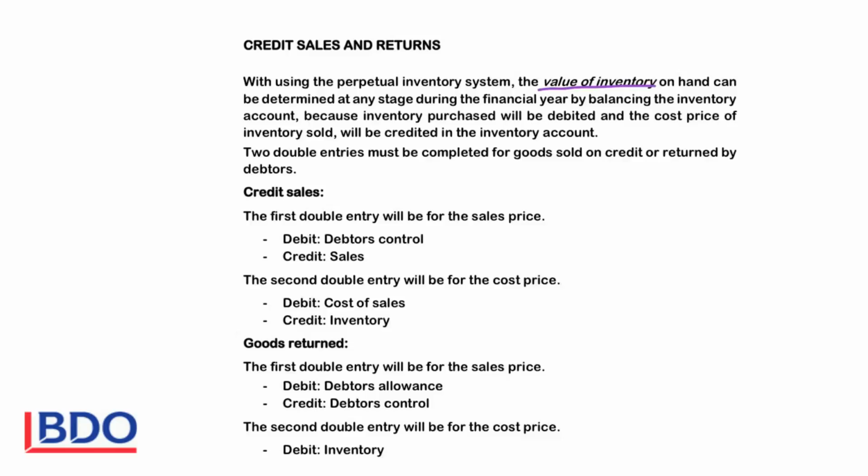So every time that we purchase goods, whether it's cash or credit, we will debit the inventory account. Every time that we sell goods, we will credit the inventory account to indicate that the inventory decreased. If goods are returned by debtors, we will debit the inventory account to indicate that the inventory increased. And if we return to creditors, we will credit the inventory account to show that it decreased.